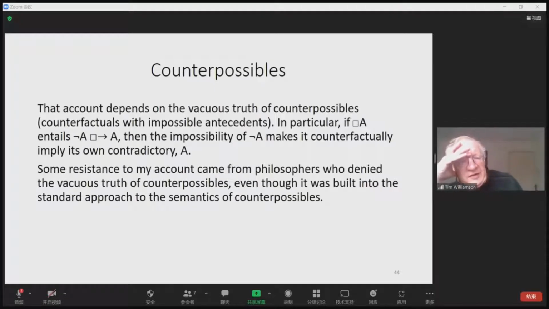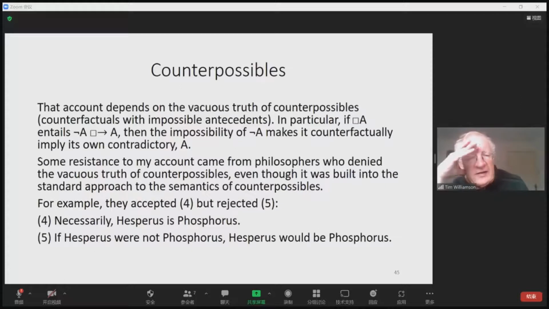And so some resistance to my account came from philosophers who denied the vacuous truth of counterpossibles, even though it was built into the standard approach to the semantics of counterpossibles. And so here's an example of where they would have denied the vacuous truth of counterpossibles. So these philosophers would accept sentence 4, that necessarily Hesperus is Phosphorus, because Hesperus is Phosphorus. These are both just names for the evening star, but in other words, the planet Venus.